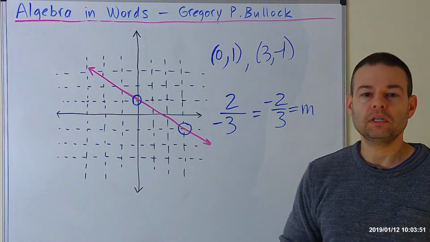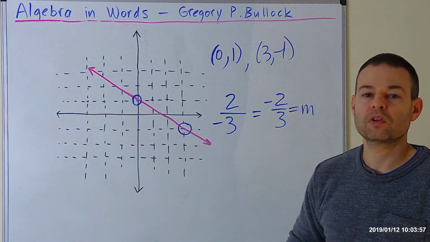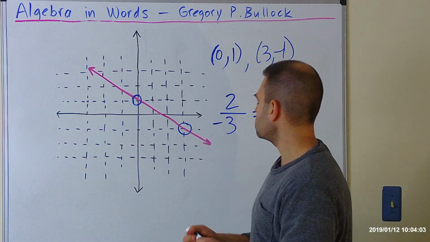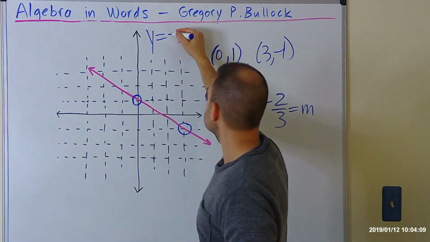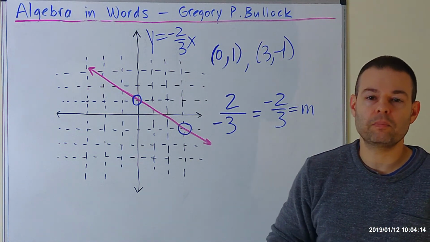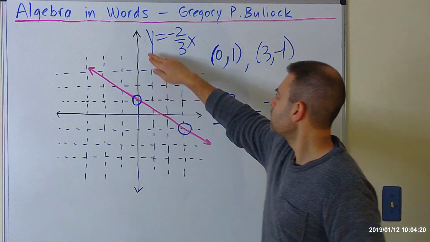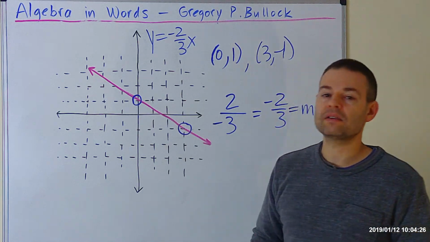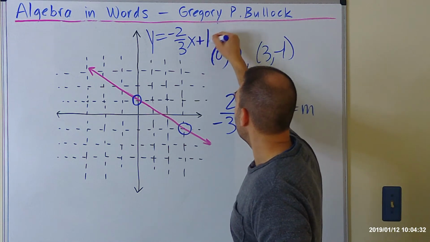That's half the battle. But again, we want to use this graph to generate the equation of the line in slope-intercept form. So we have the slope. What else do we need? Well, let's actually write that: y equals -2/3 x, and we still need the y-intercept. We could find that pretty easy. Look at the graph. Where does the graph go through the y axis? It goes through at (0, 1). So the y-intercept is 1, plus 1.